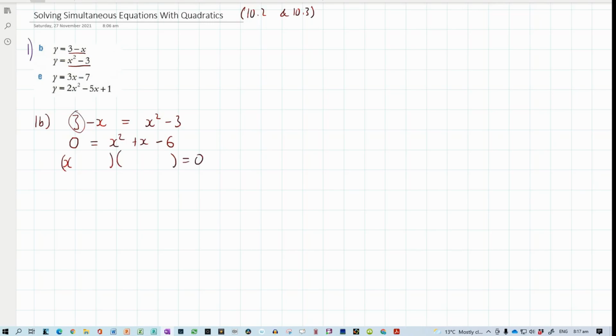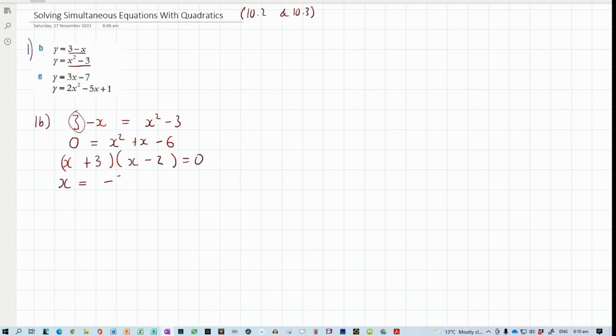And I think I can. So factors of minus 6 that add to 1. And I'm thinking positive 3 and negative 2. Positive 3 and negative 2. So that gives us two values of x. Now see if you can write the two values that x must equal for this equation to equal 0. So what do they equal?